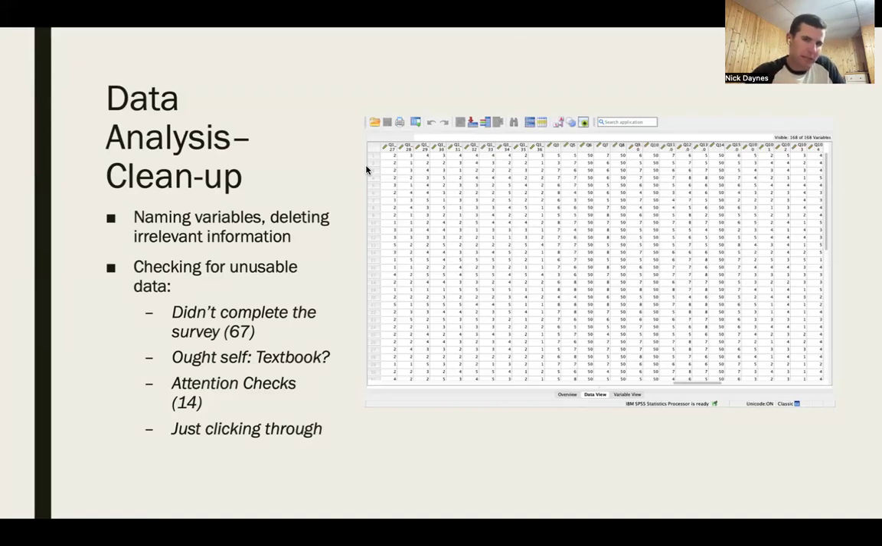There was a particular participant who, for his ought self or her ought self, described one of the words they used was textbook, and another word they used was memorization. So what they're saying is I ought to be a textbook, or I ought to be a memorization. And that just doesn't make sense, right? So we threw that data out. Maybe that person just didn't care, or maybe they didn't understand. Either way, their data is probably not reliable, so we throw it out.